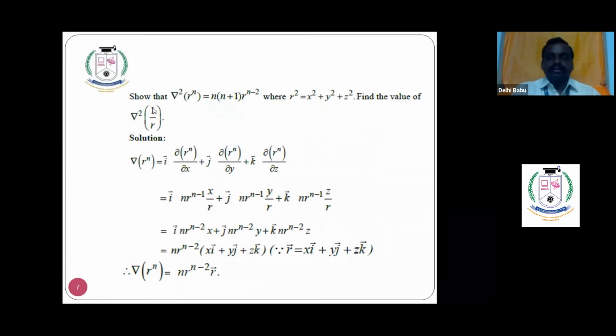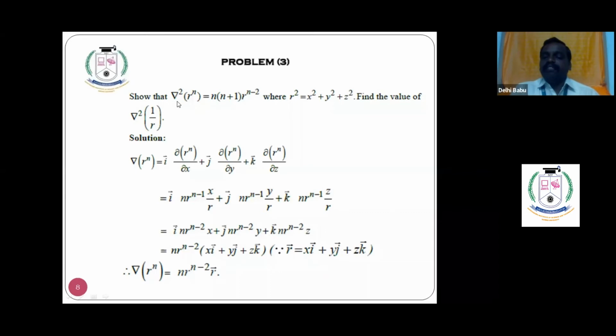Okay, the next problem, show that del square of r power n equal to n into n plus 1 into r power n minus 2, where r square is nothing but x square plus y square plus z square. Find the value of del square of 1 by r. Del square of 1 by r they are asking additionally. First I prove this. With the help of this I need to prove this.